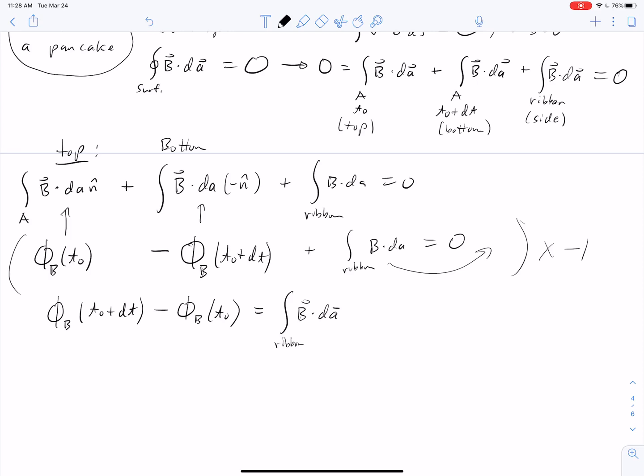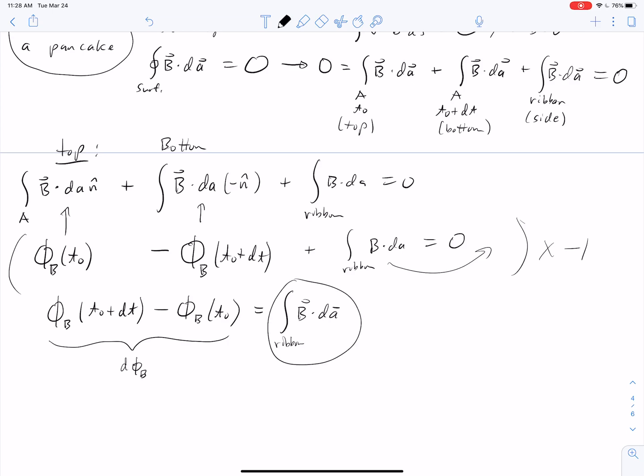Okay, and eventually this is going to lead us to Faraday's law. You can see that things are starting to look good, because this is basically my d phi, but I need to get dt. Where's my dt? We'll get it soon. So the trick now is, what is the flux through the ribbon? We've got to get that.